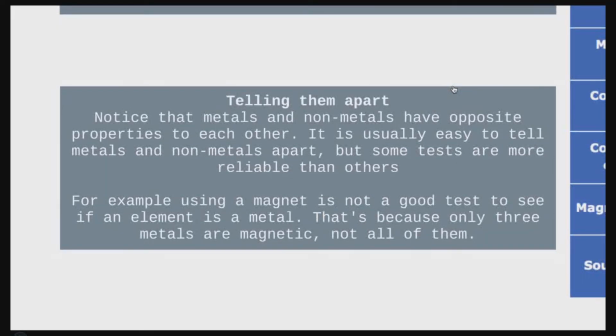There are some tests you can do on an unknown substance, but using things like magnets is probably not a good idea when only 3 of the metals are magnetic. You need to think of some tests that could be done on all of them and come up positive.